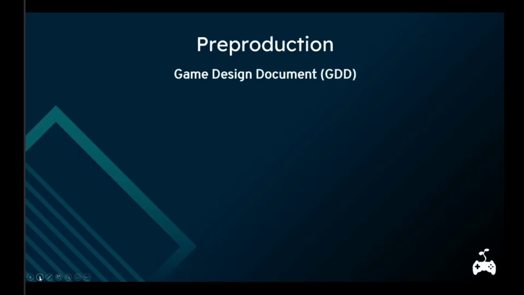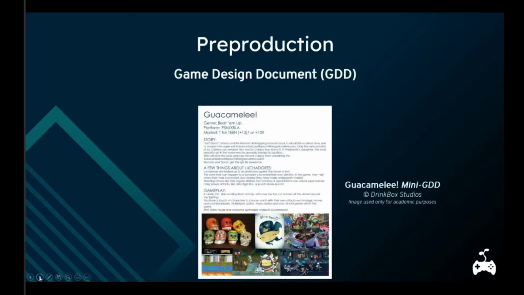In this quick sample, this is a mini GDD for Guacamole. The main points we see that they use are genre, platform, market, story, and gameplay. Keep in mind these points as we are going to need them further in the presentation.